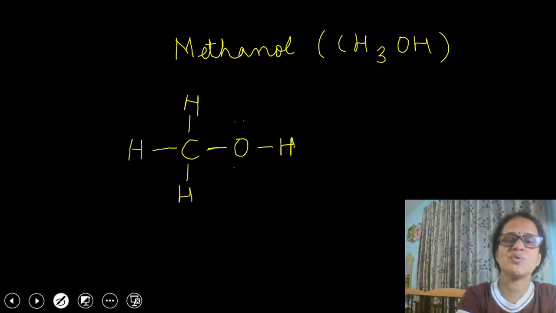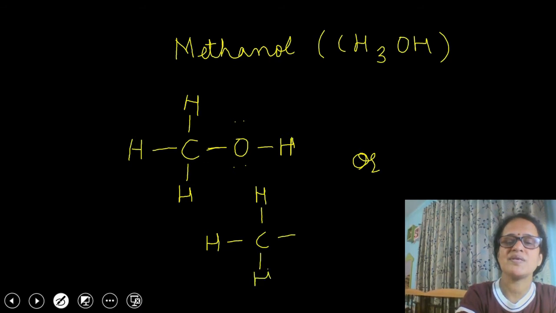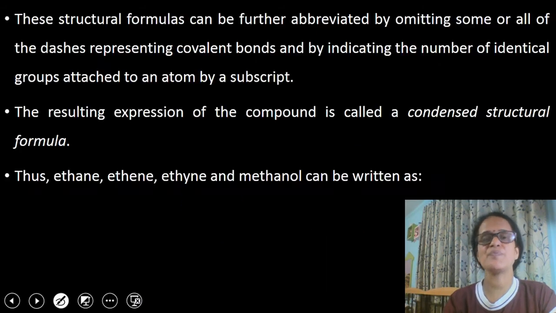Here we are showing the two lone pairs of electrons on the oxygen atom, or there is one more way where these lone pairs of electrons are not shown. So it can be represented in both ways. So CH3OH. So I hope it is clear to you now.